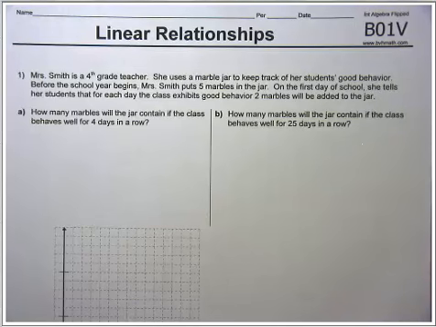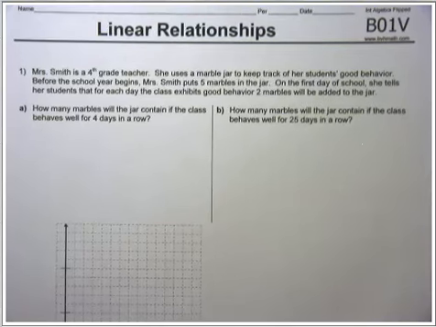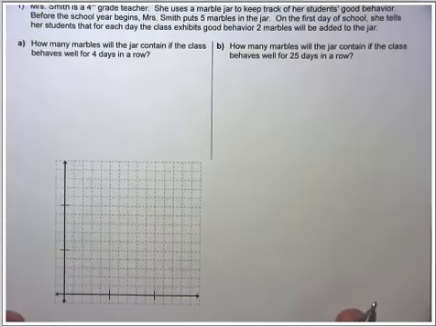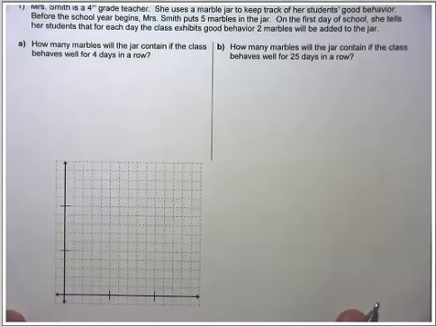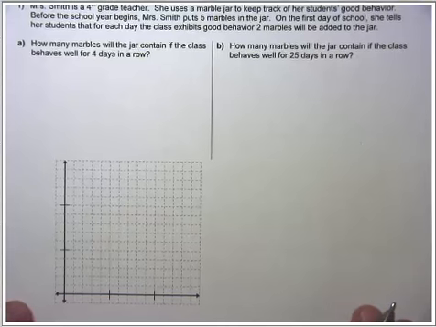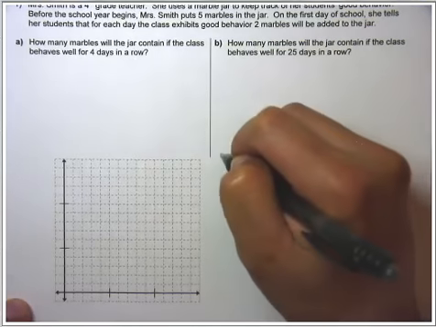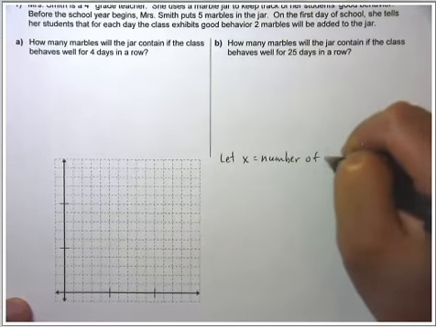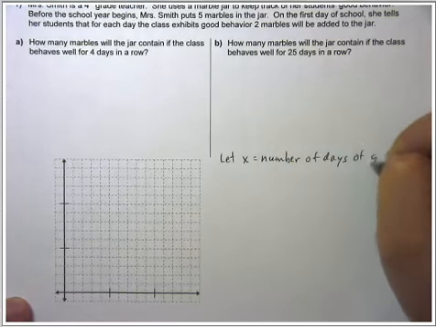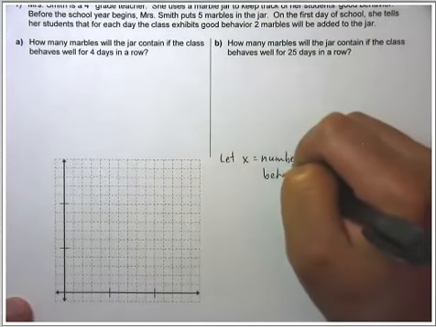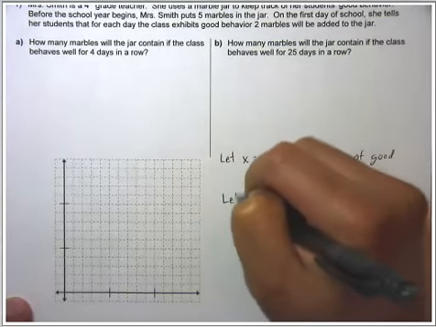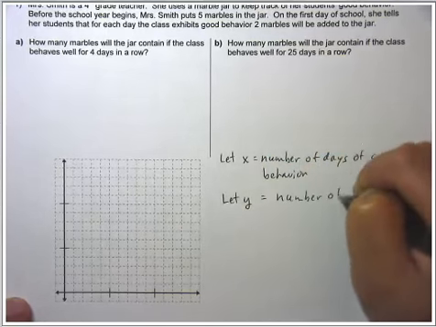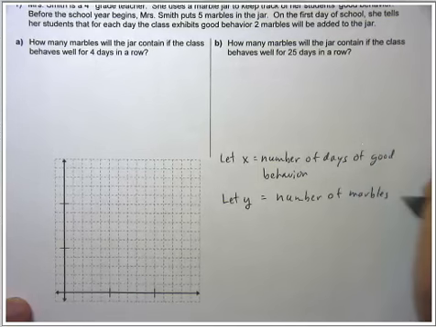All right, before we do that, let's define the variables that we're going to use. I'm going to use x and y. I'm going to use x for the number of days of good behavior and y for the number of marbles. So let x equal the number of days of good behavior, and let y equal the number of marbles in the jar.